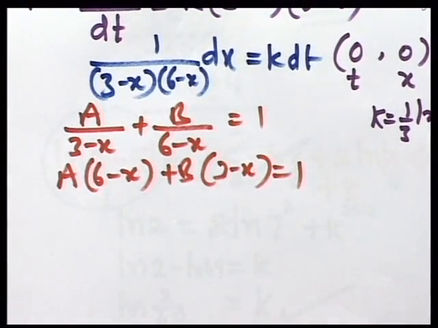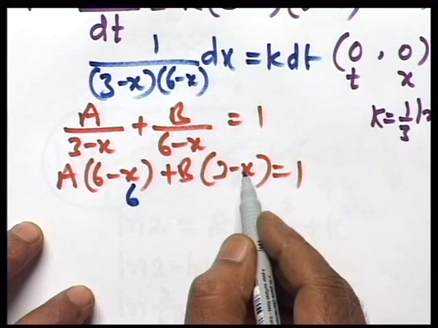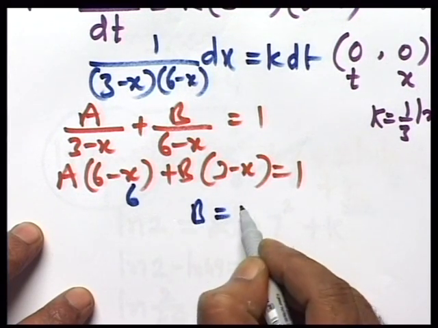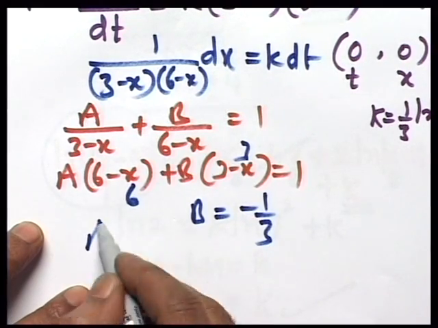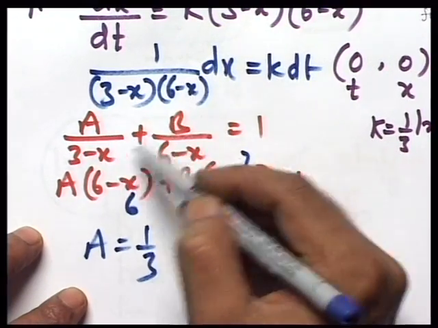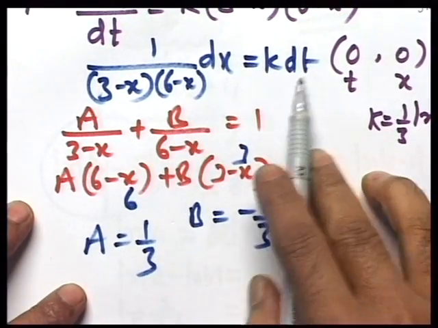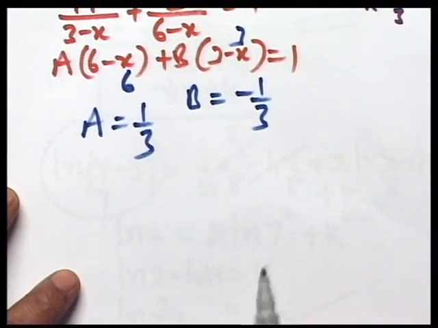Let's find out the values, please. We have, if you put x as 6, I think we get 3 minus 6, minus 3. So b equals minus 1/3, right? If x is 3, then a equals 1/3. So those are the two values. So we go back and substitute here, please. Right hand side is just k dt. Okay, so a is 1/3.